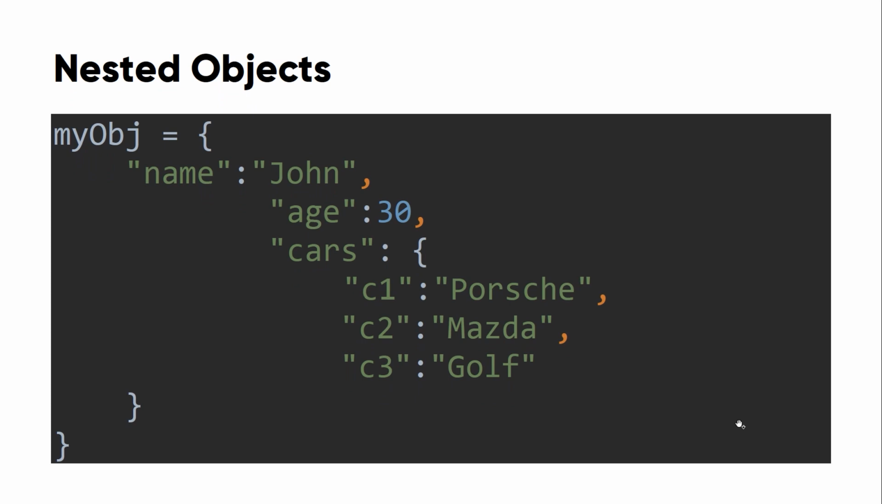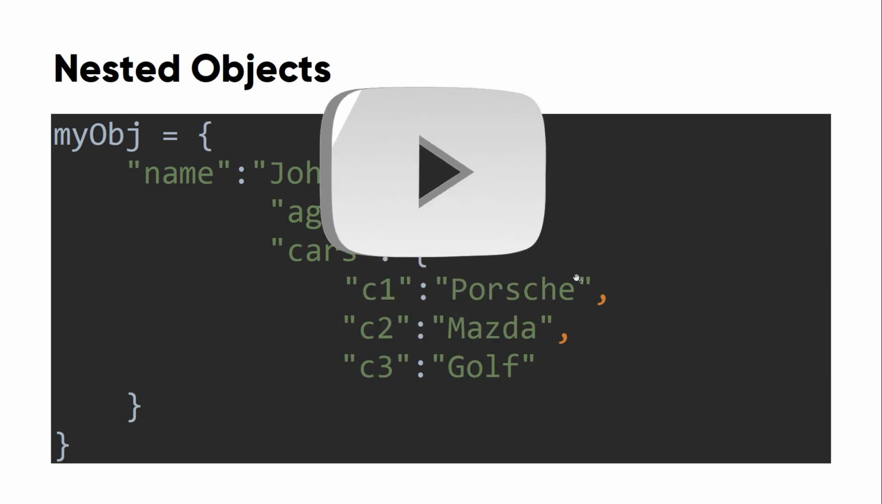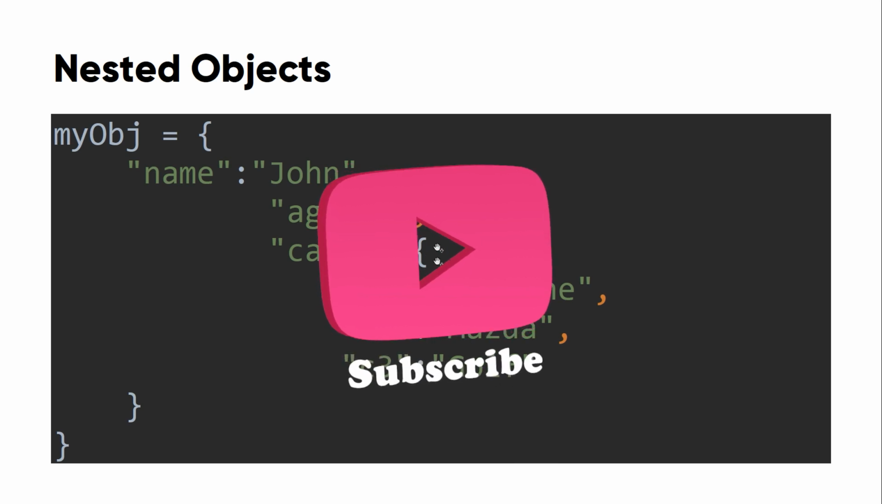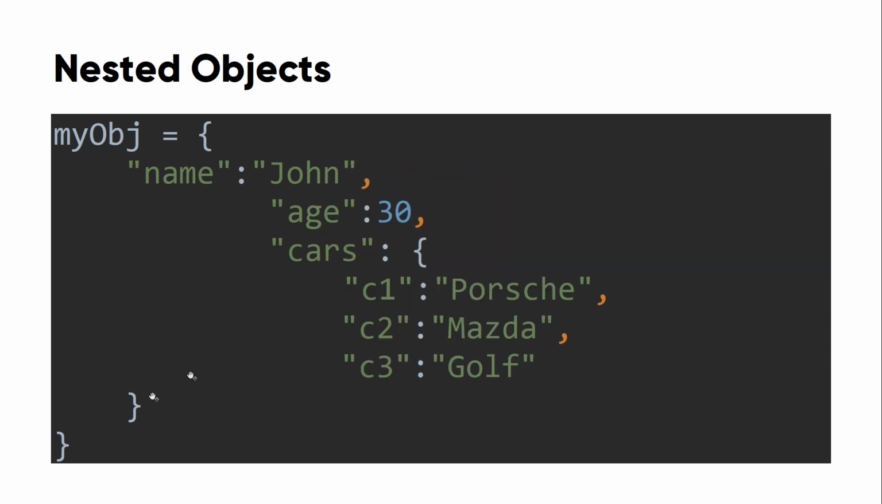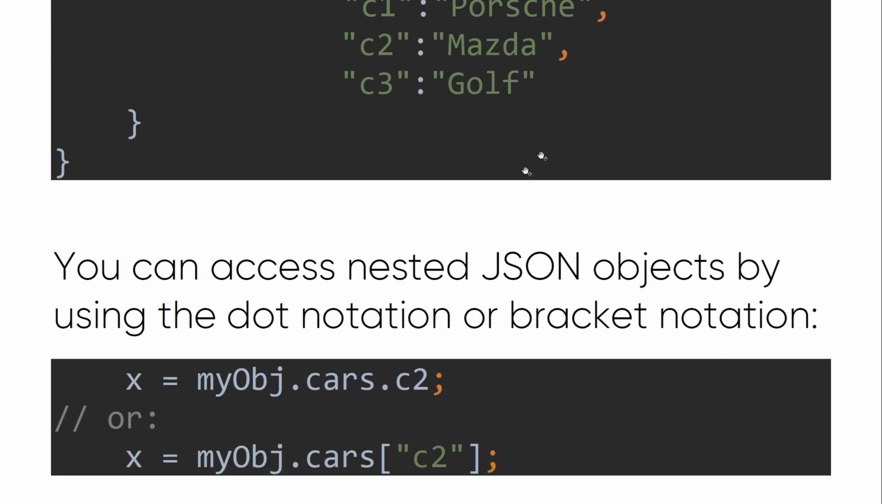Nested objects. As I told you, you can create an object inside a JSON object. Here we have myObject having this as an object. So inside cars, instead of having null or anything, we can make an object also, having c1, c2, and c3. So cars: c1 is Porsche, c2 is Mazda, c3 is Golf. You can access the nested JSON object by using the dot notation or bracket notation.